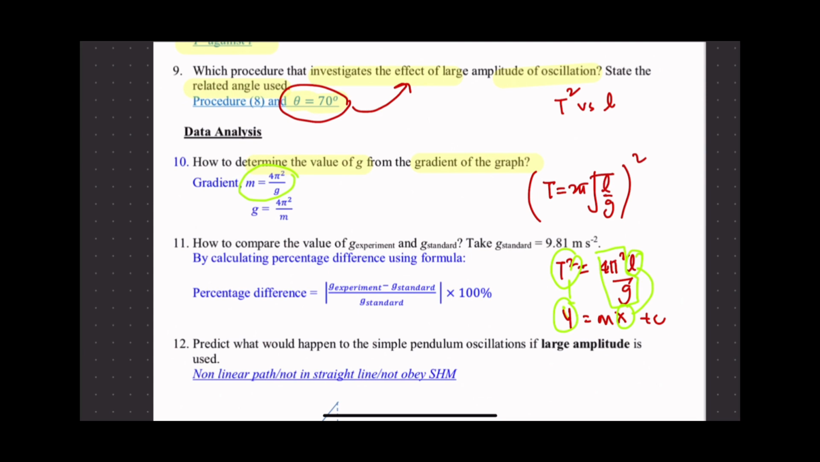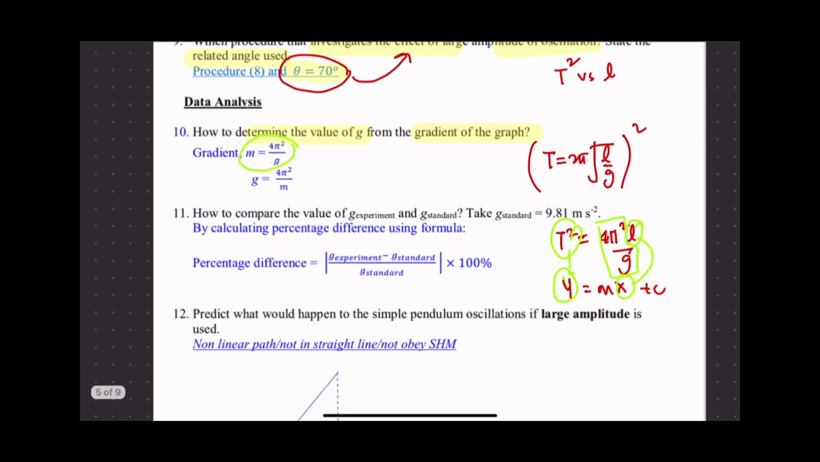Okay. So next, how to compare the value of g from the experiment and g standard. Take g standard equal to 9.81. By calculating the percentage difference using the formula. You need to have the percentage difference, because we have the theoretical value of g. So do it as you usually do.